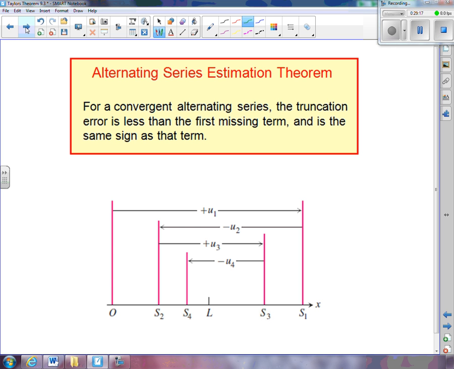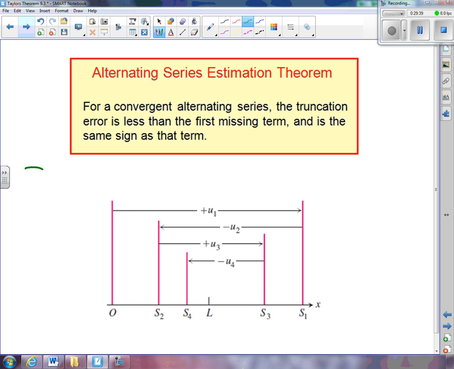Do you want me to say that again? Yes, please. Right. The truncation error is less than the first missing term. It has the same sign as that term. What's truncation? Truncation means where I cut it off. So you plug in the next number, and you know the error has got to be less than that. You find the next term, and you plug the number into that. It has to be less than that, with the same sign as the last term that you find.